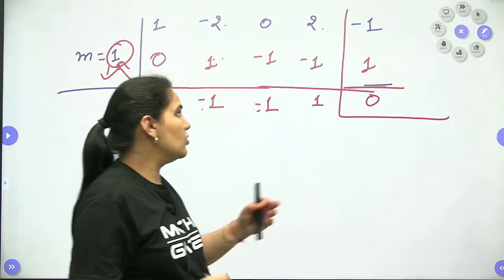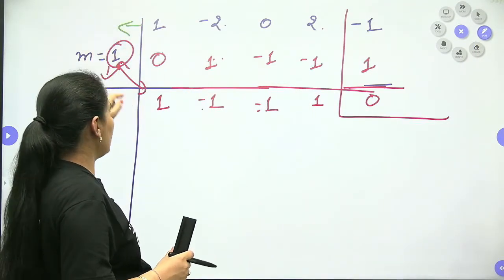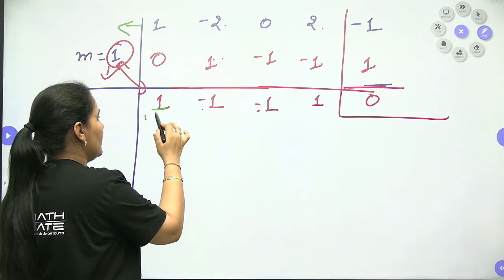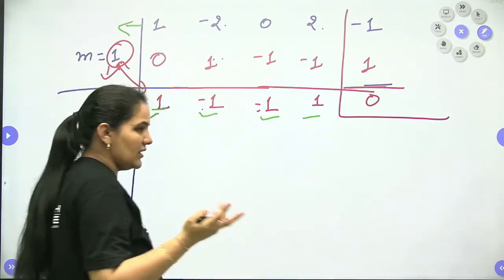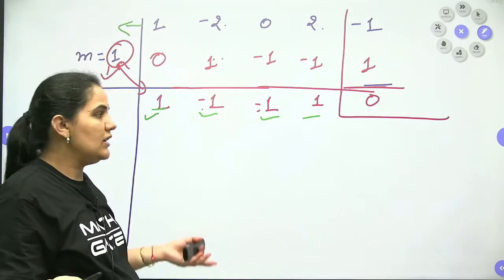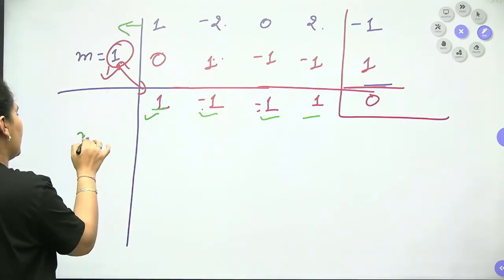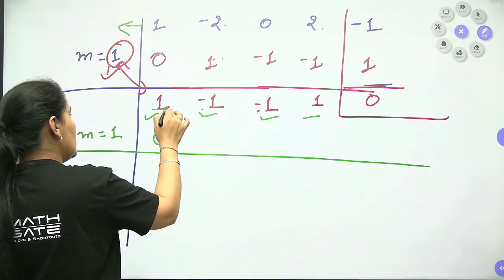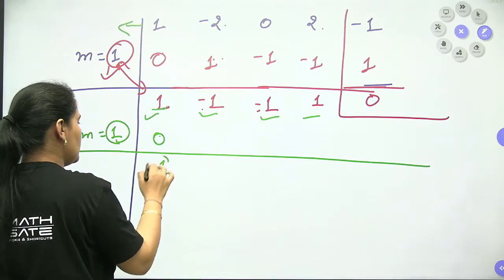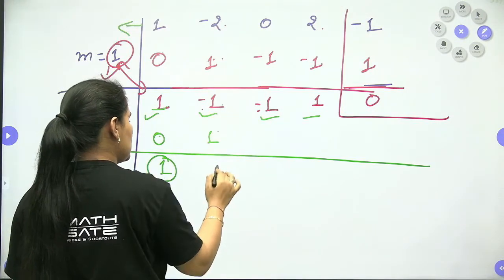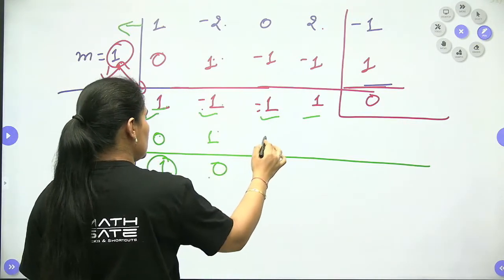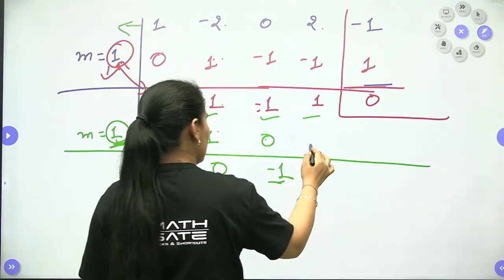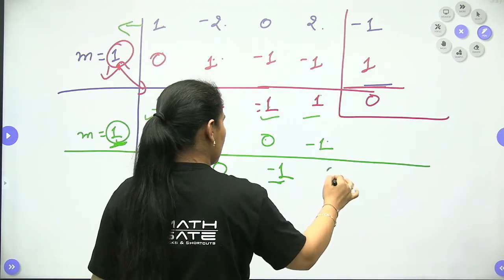So earlier we started with power 4. Now we are at the stage of power 3. Let's check again whether the sum of coefficients is 0. 1 minus 1 is 0, minus 1 plus 1 is 0, and 2 minus 2 is 0 only. So we can conclude that m equals 1 is again a factor, dear students. So it will be 0. 1 plus 0 is 1, 1 into 1 is 1, minus 1 plus 1 is 0, 1 into 0 is 0, minus 1 plus 0 is minus 1, 1 into minus 1 is minus 1, 1 minus 1 is 0.